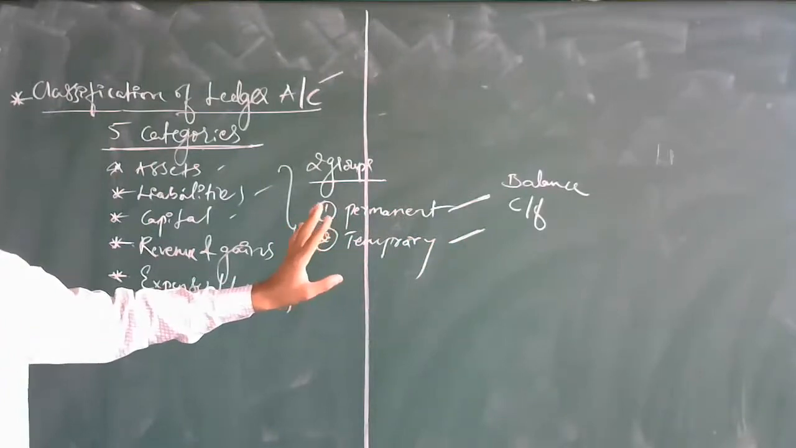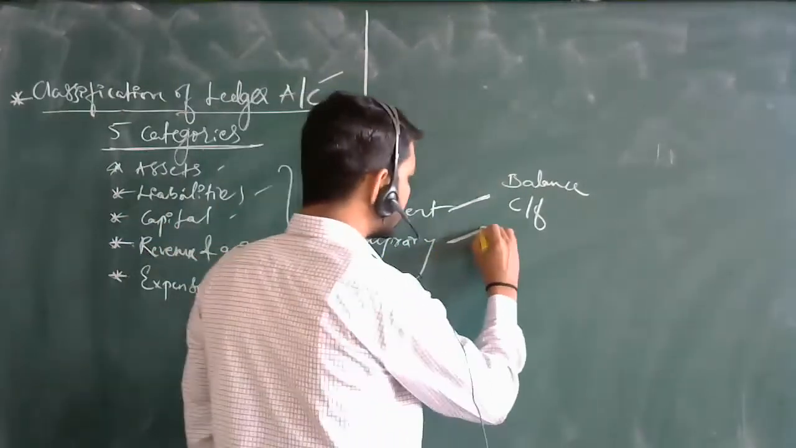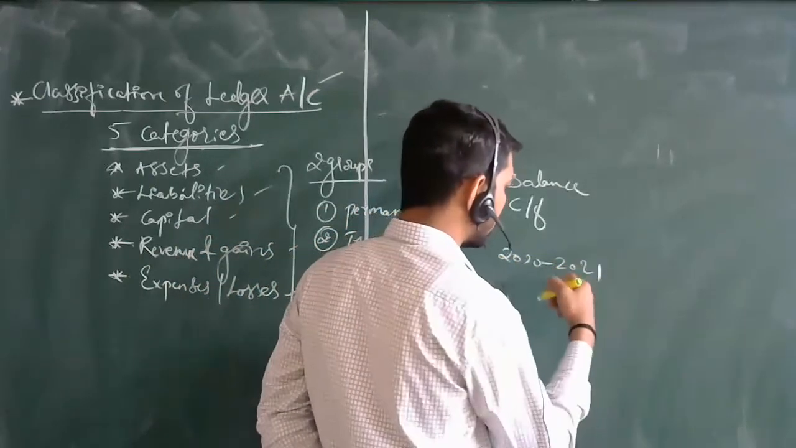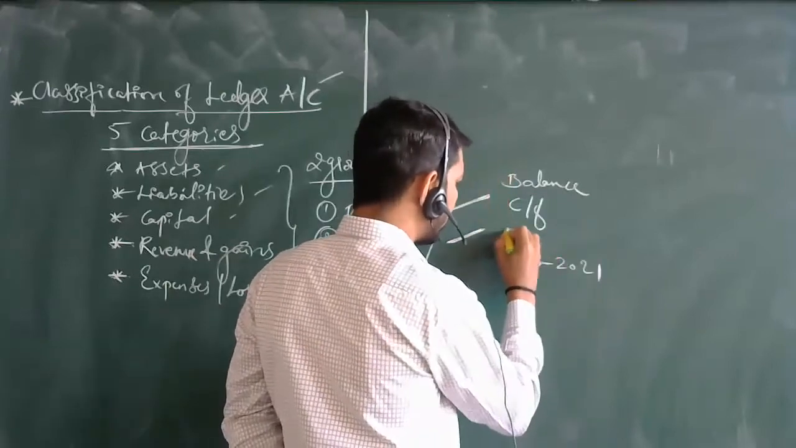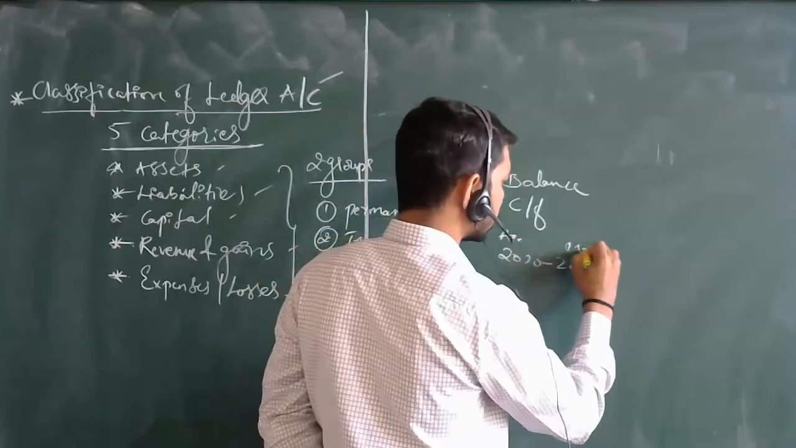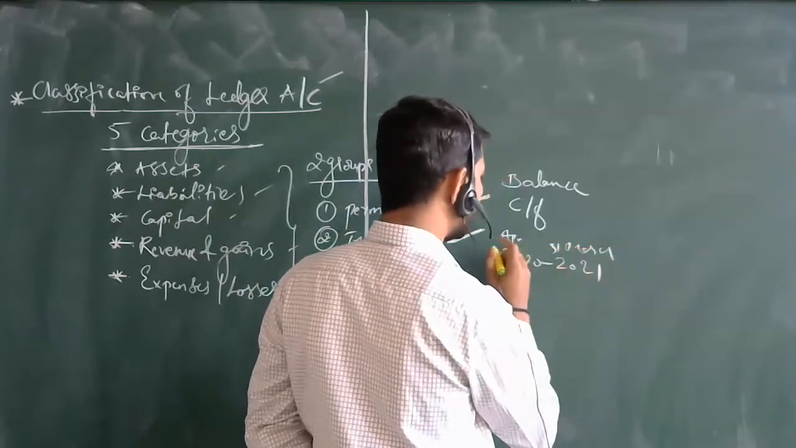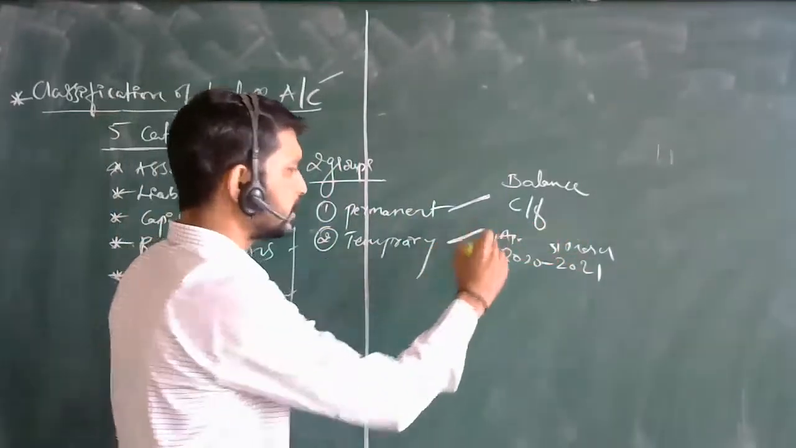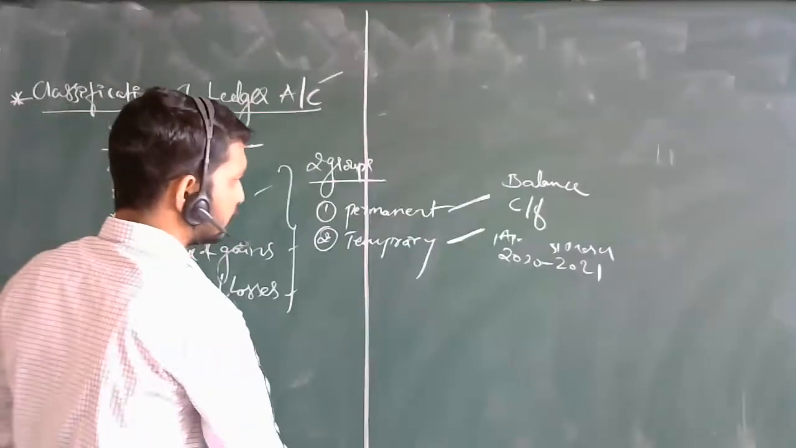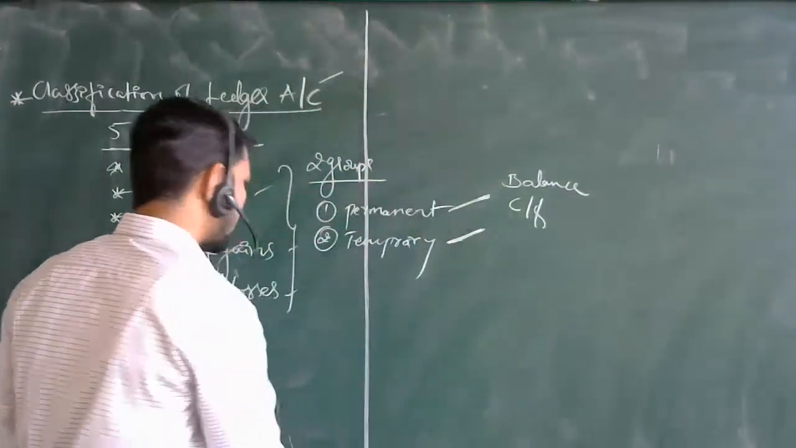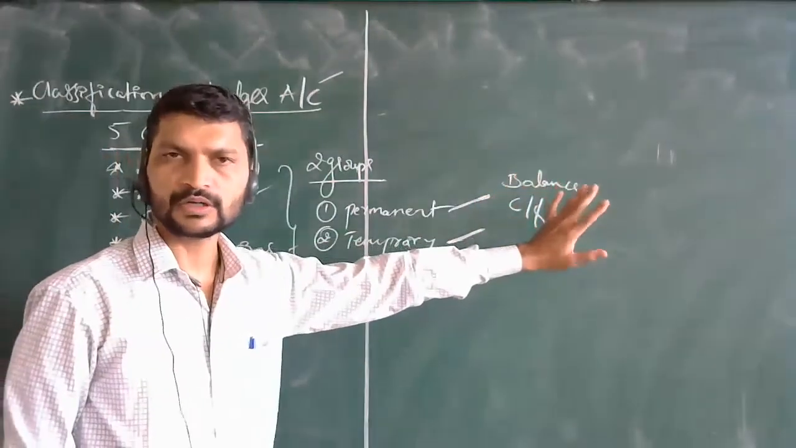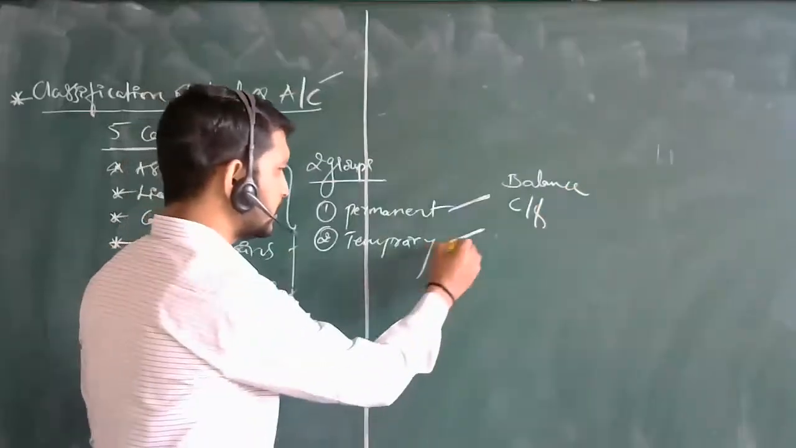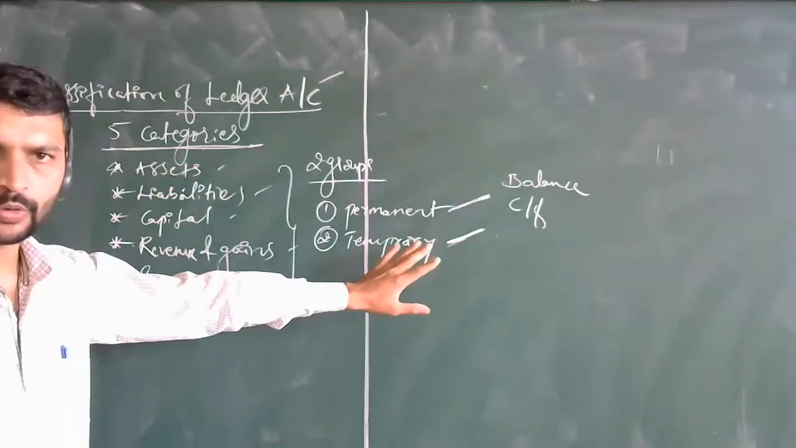Then temporary accounts are closed at the end of the period. The transaction period means, for example, from 2020 to 2021, the academic year, just like from April 1st to March. In that period only, these temporary accounts will be shut down. In the permanent accounts, we are going to carry forward the amounts whatever have been balanced, but in the accounting period, we will be stopping the things.